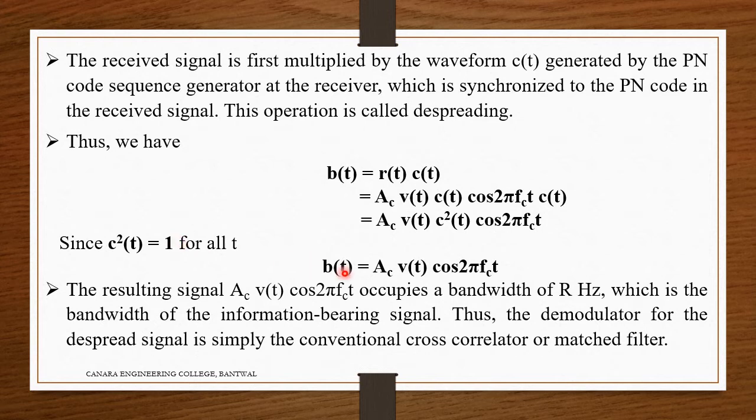Okay, so what will happen here? B of t is equal to AC into V of t into cos 2 pi fct. So this resulting signal, AC into V of t into cos 2 pi fct, occupies a bandwidth of R Hz, which is the bandwidth of the information bearing signal. This is the actual information bearing signal, and the demodulator for despreading is simply the conventional cross correlator or a matched filter. The cross correlator is used for coherent detection, and the matched filter is usually used for non-coherent detection, as we have studied in ASK and PSK.